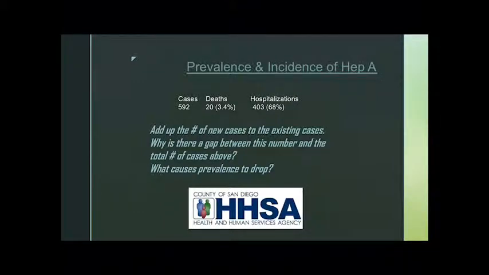So then what I want you to do is add up the number of new cases to the existing cases. That's 6 plus 89, and you get 95. Now, these are actual numbers from when the epidemic ended in San Diego. It says the total number of cases was 592, but I'm telling you that it's 95. So what happened? If the total number of cases over the entire epidemic of about 2 years was 592, but currently there's only 95 cases, what happened to the rest of those cases?